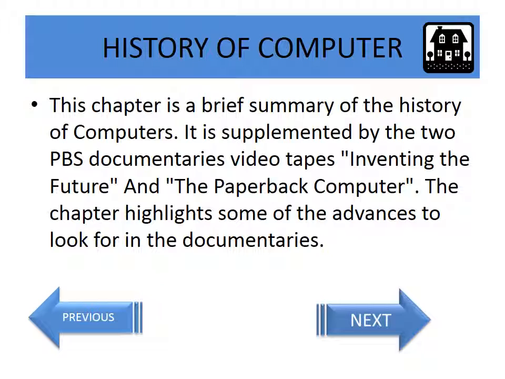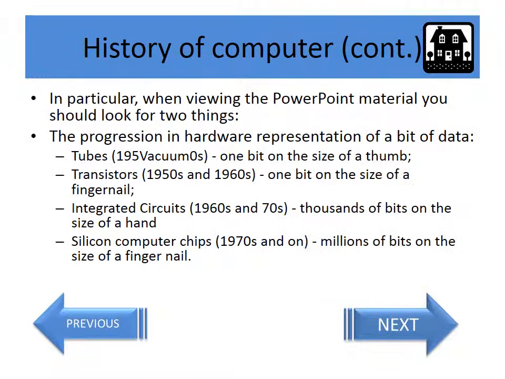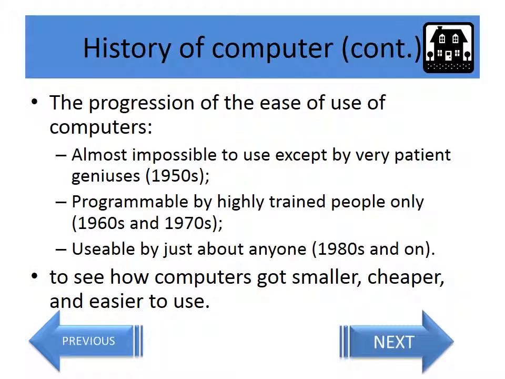History of computer. This chapter is a brief summary of the history of computers. It is supplemented by the two PBS documentary videotapes, Inventing the Future and the Paperback Computer. The chapter highlights some of the advances to look for. In particular, when viewing the PowerPoint material, you should look for two things: the progression in hardware representation of a bit of data, and the progression of the ease of use of the computer.